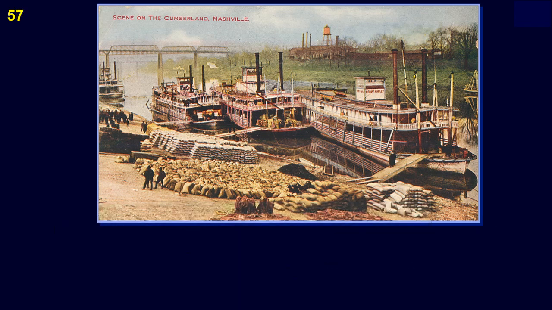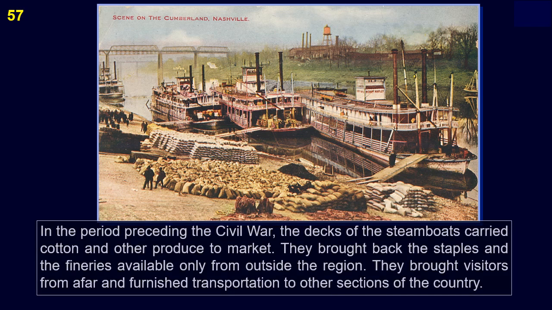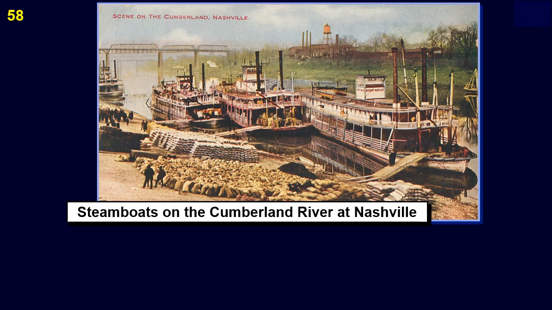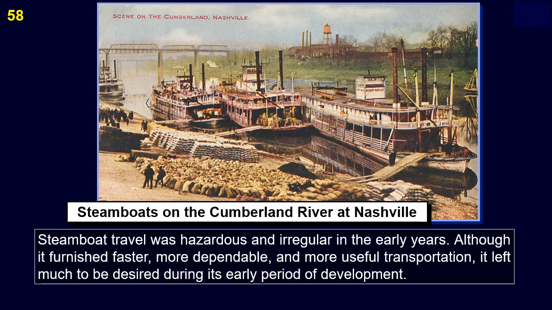In the period preceding the Civil War, the decks of the steamboats carried cotton and other produce to market. They brought back the staples and the fineries available only from outside the region. They brought visitors from afar and furnished transportation to other sections of the country. Steamboat travel was hazardous and irregular in the early years. Although it furnished faster, more dependable, and more useful transportation, it left much to be desired during its early period of development.